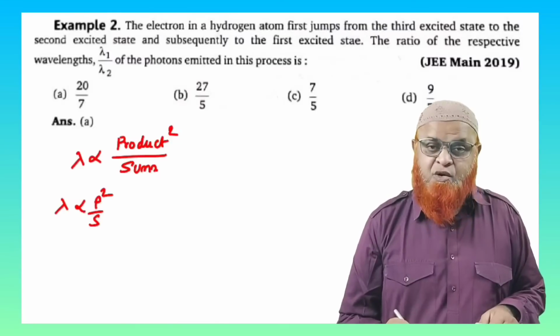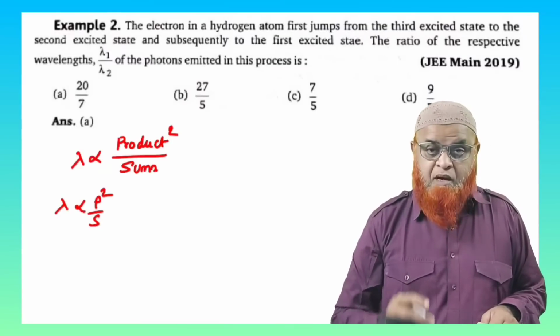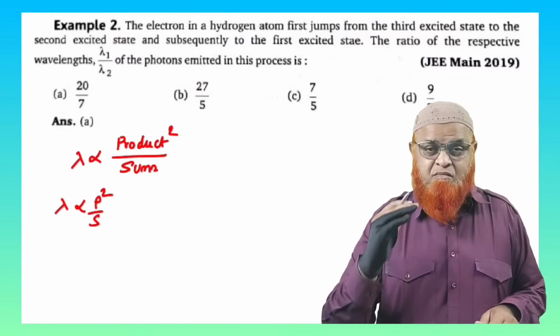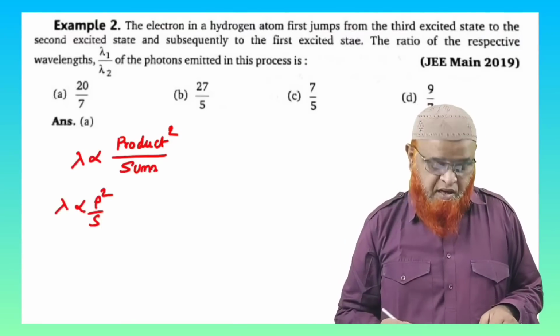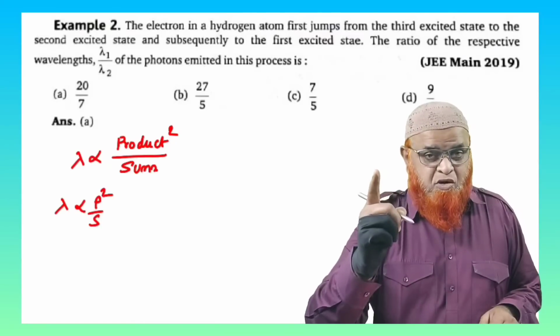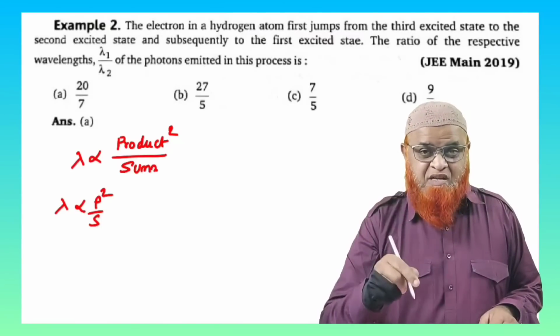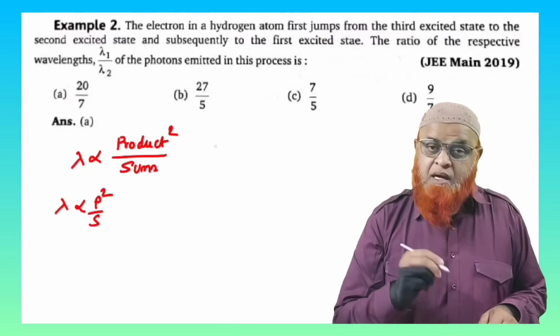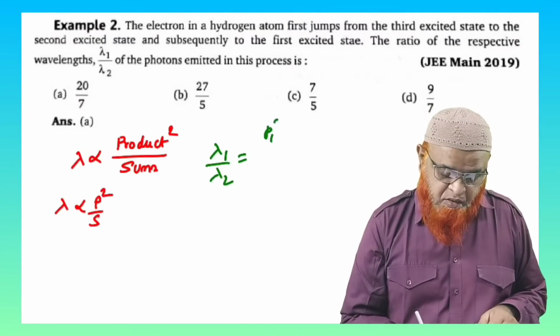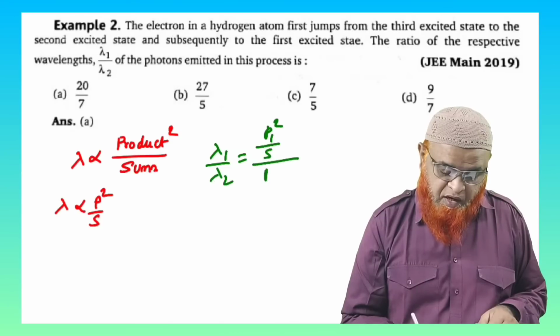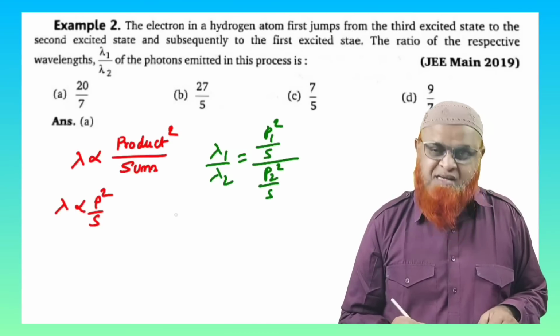He's asking us to find out the wavelength ratios here when there is a transition from one energy level to another energy level. What is the shortcut basic formula here? Wavelength is directly proportional to product whole square divided by sum. Then you can write this like this: lambda 1 by lambda 2 is equal to product 1 whole square by sum divided by product 2 whole square by sum here.